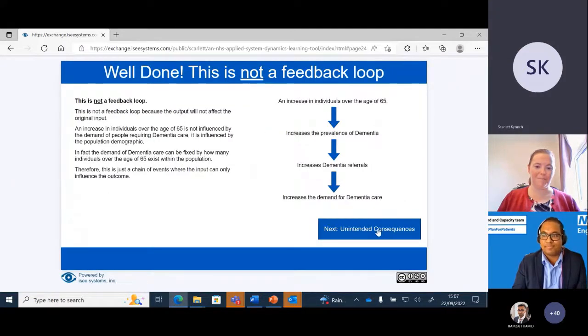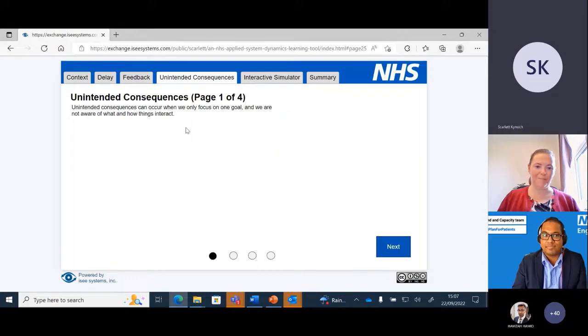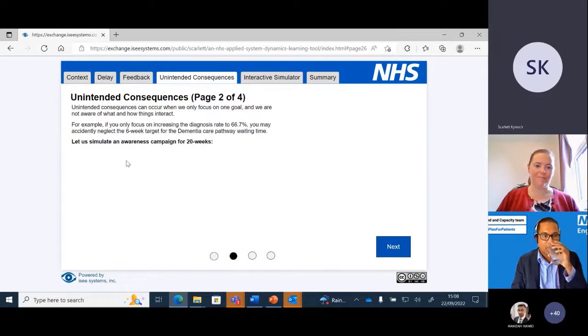Right, okay, we'll go on to unintended consequences. Unintended consequences can occur when we mostly focus on one goal and we're not aware of how things are interacting. For example, if you only focus on increasing the diagnosis rate to 66.7%, you may accidentally neglect the 6-week target for the dementia care pathway waiting time.